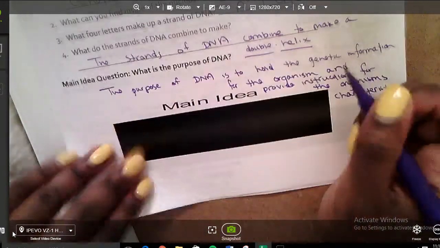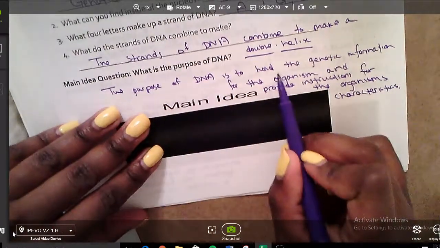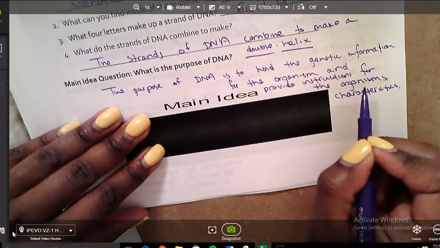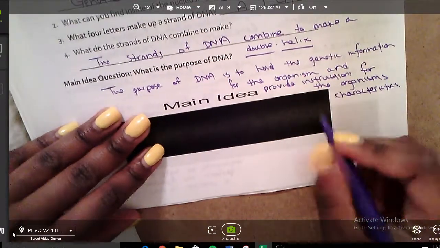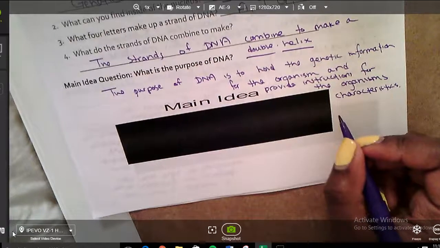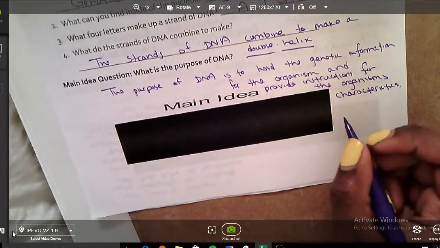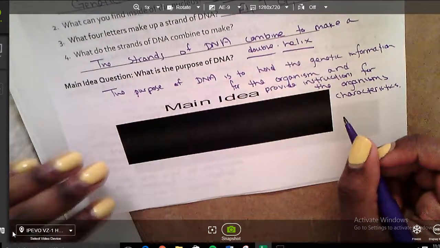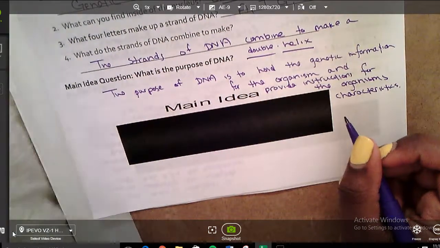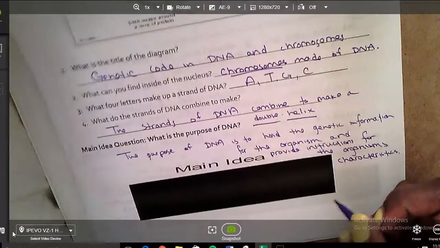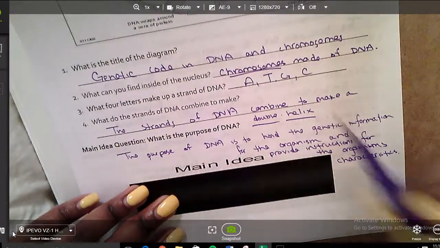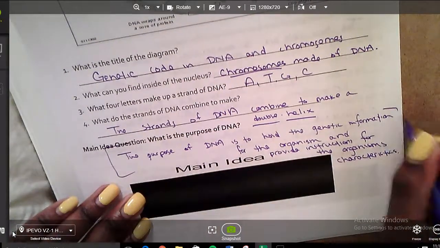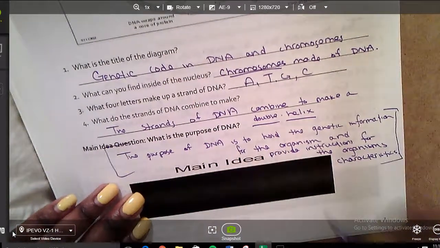And then what is the purpose of the DNA? The purpose of DNA is to hold the genetic information for the organism and provide the instructions for the organism's characteristics. So that can be anything from skin color to the height of the person to their hair color. All of those things are stored in the genes in the DNA. If you need to go back and pause the video here to get these answers down, I suggest you do. The main idea is very important, ladies and gentlemen. Make sure you get it down.